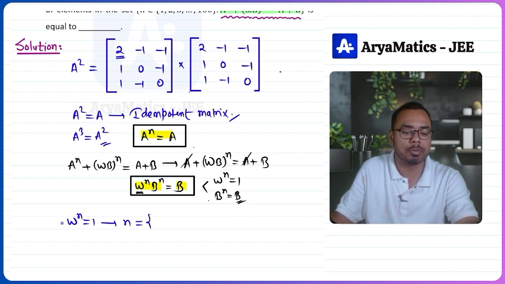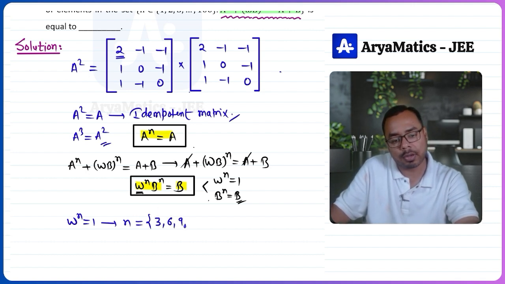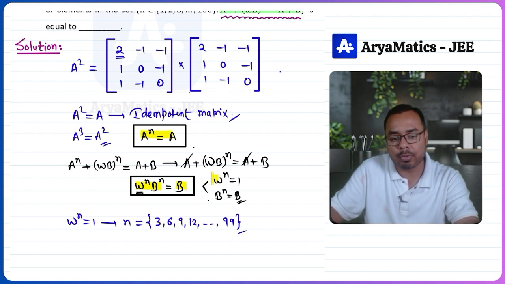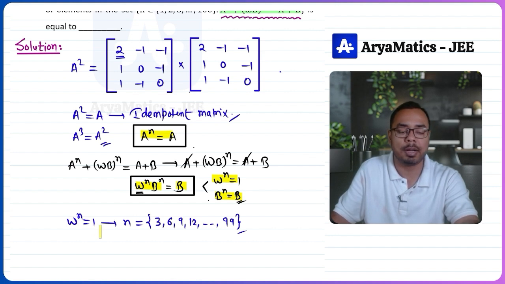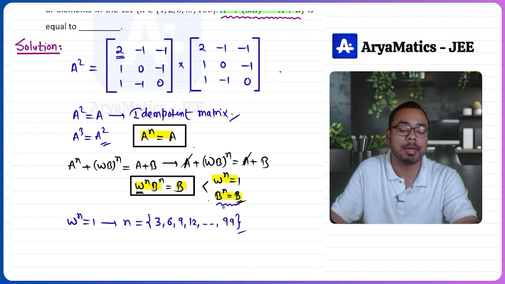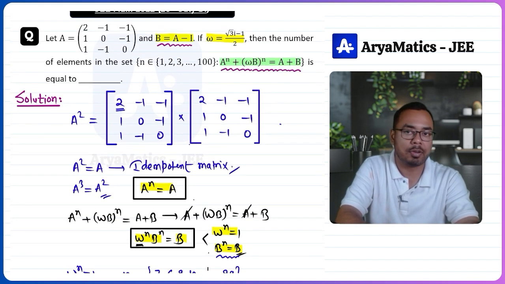Omega cube is 1. So omega raised to 3 or omega raised to 6, all of those numbers will be 1 only. And N is the set of the first 100 natural numbers. So that means n will be either 3 or 6 or 9 or 12. n will be a multiple of 3 only, right? Remember, we need to satisfy both of these conditions. The first condition will be satisfied if n is a multiple of 3. Now we have to focus on the second one: how we can make B raised to n equal to B.